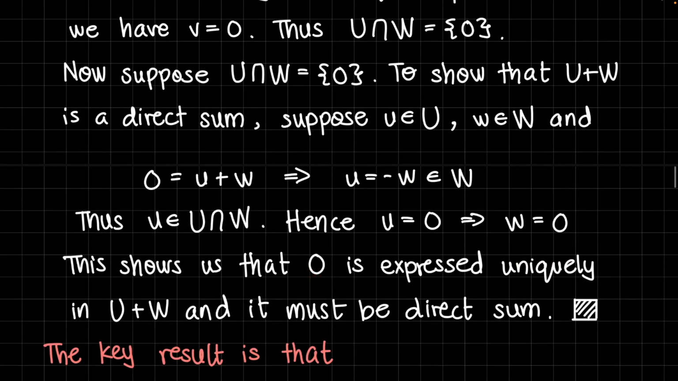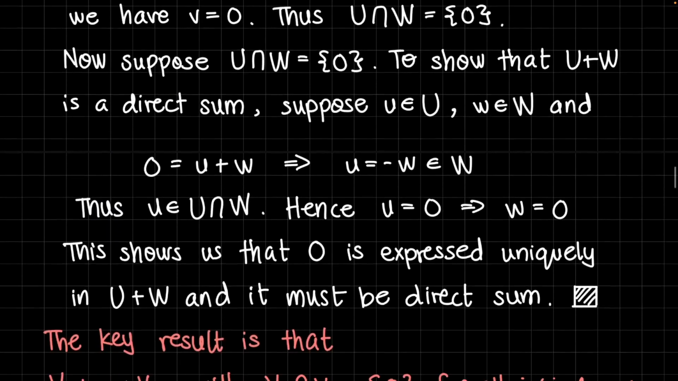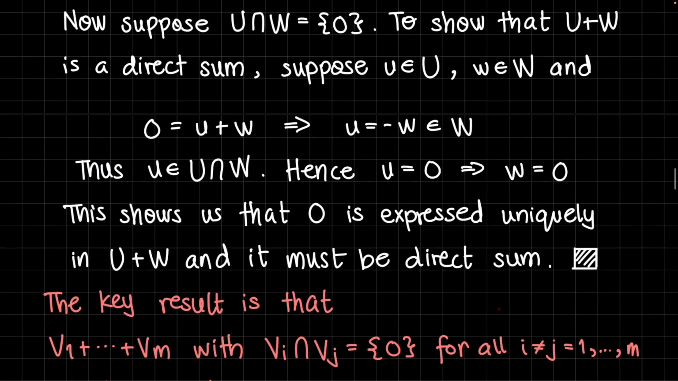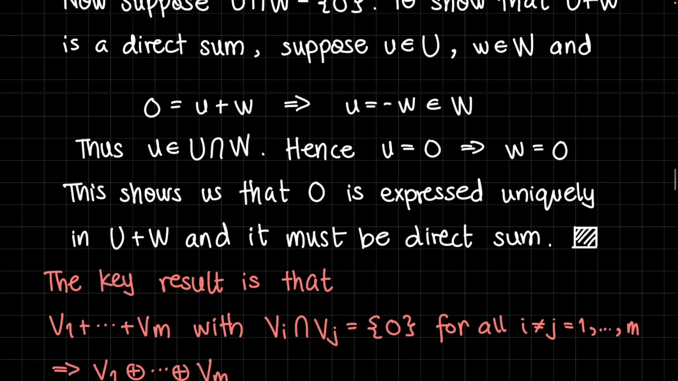So this shows us that 0 is expressed uniquely in U plus W, and then by the previous result, U plus W must be a direct sum. And this box is for a proof that is completed.